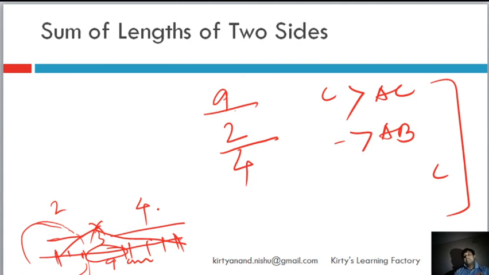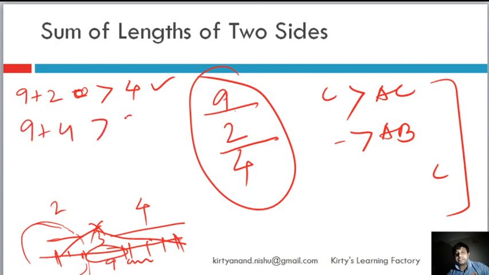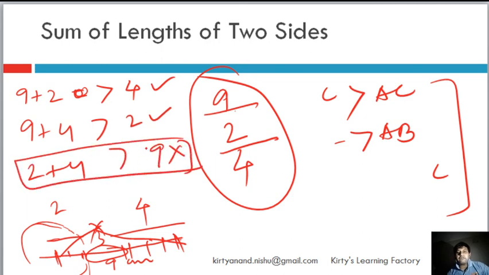So the question which will be asked is that in this fashion they will give you three sides and ask whether it is possible to draw a triangle. So simple, if the sides are 9, 2 and 4, you simply have to check: 9 plus 2 greater than 4, yes, but you have to check for all combinations. Then 9 plus 4 greater than 2, yes. Then 2 plus 4 greater than 9, no. Therefore even if for one pair the condition is not fulfilled, the triangle cannot be drawn.